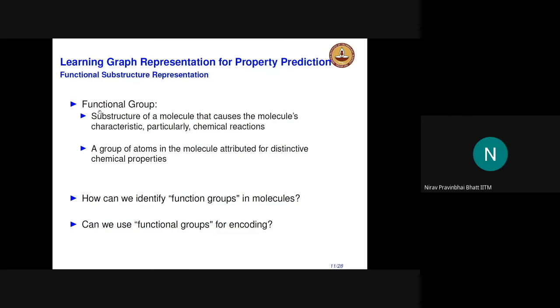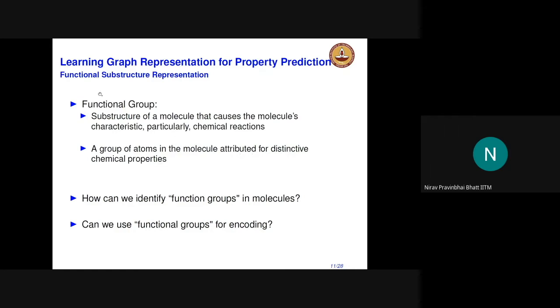And when we discussed it, we thought that functional group is something which many people actually discuss. I think Karthik has a nice paper about that, where they look at reaction property using reaction code or the functional group related properties, which is nothing but a substructure of molecules that causes the molecule's characteristic, particularly in chemical reactions. A functional group consists of a group of atoms in a molecule, and we thought that they attribute to distinct chemical properties.